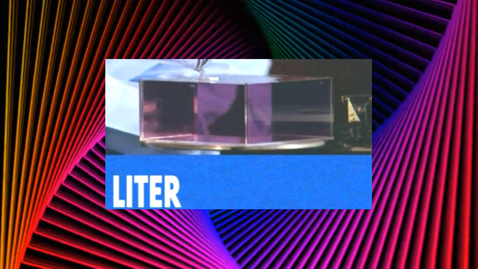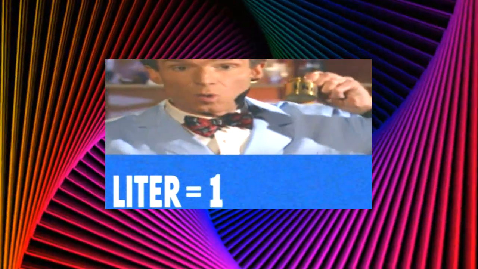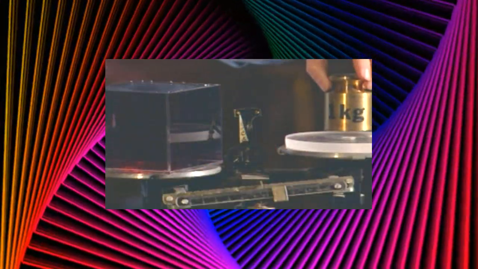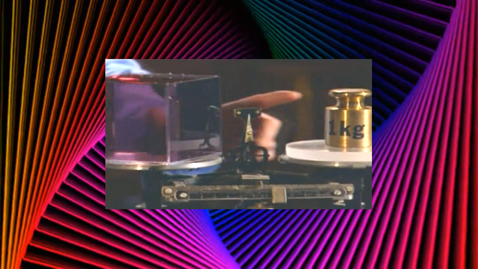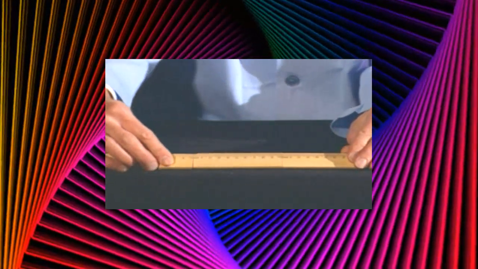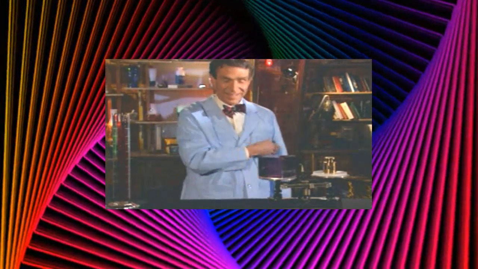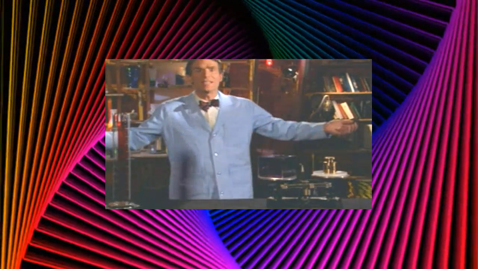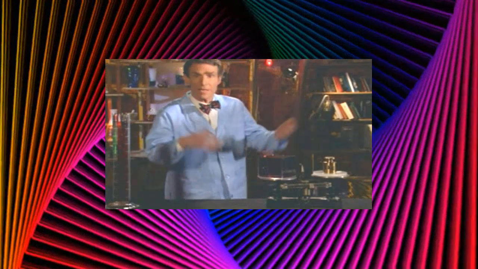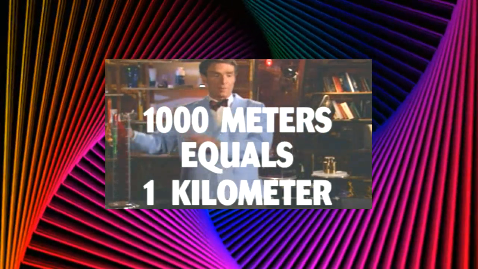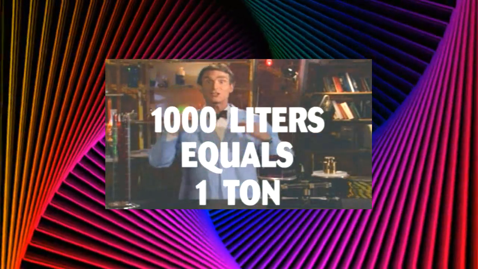Careful. See, a liter is exactly 1 kilogram. So if we want to know how much mass something has, how much it would weigh, all we need is 3/10 of a meter and water. It's easy. Like when you measure a distance, all you need is a meter. 1,000 meters is a kilometer. And 1,000 liters, well, that's a ton.